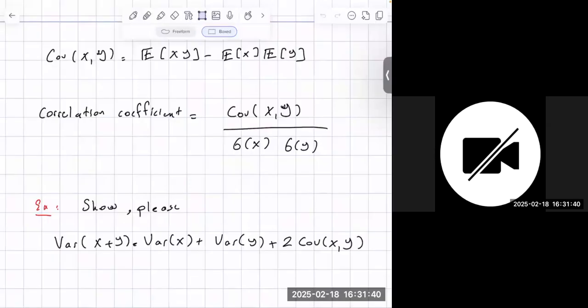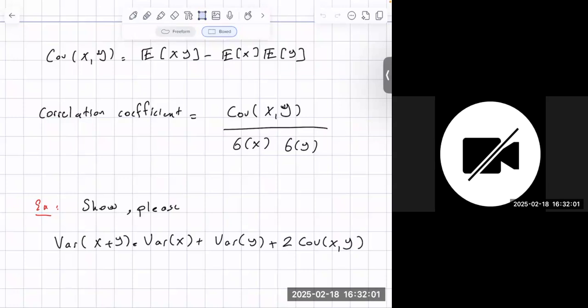I want to start with a small warm-up. So we defined covariance. What was it? If I have two random variables, x and y, I look at the expectation of x times y, then I say minus x alone times y alone, and look at the difference.